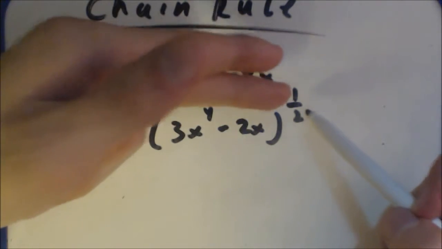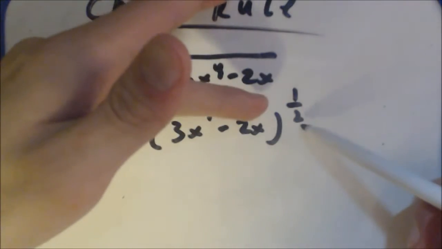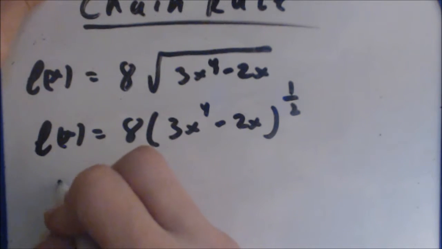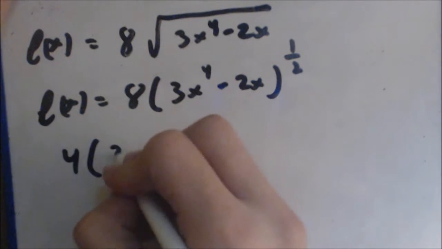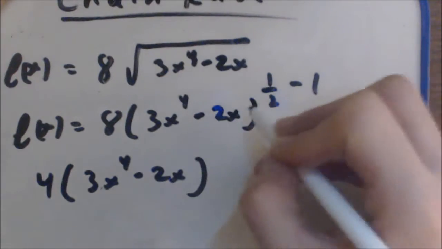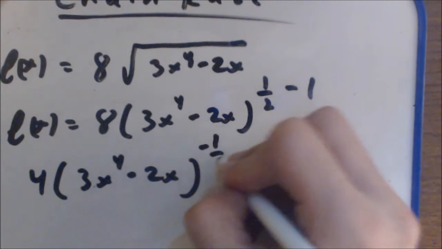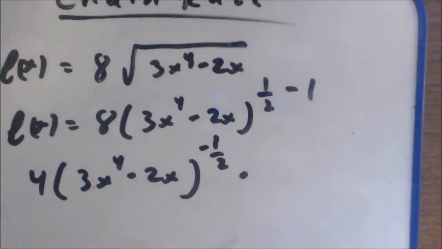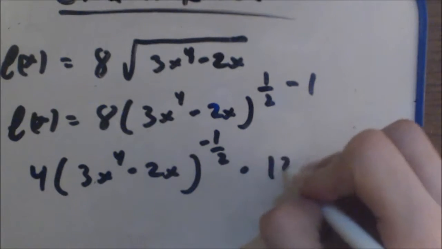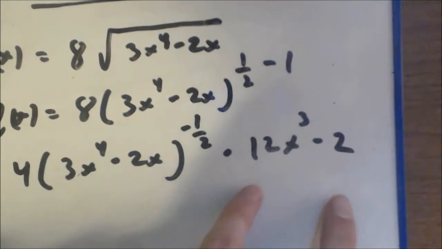So what we're going to do is multiply 8 times 1/2. And remember, 8 over 2 is 4. So this is going to simplify to 4 times 3x to the fourth minus 2x. And then remember we subtract 1 from the exponent using the power rule. So this is going to be negative 1/2, times, then remember after we peel away the outside, we take the derivative of what's on the inside. So this will give us 12x to the third minus 2. So that's on the inside.